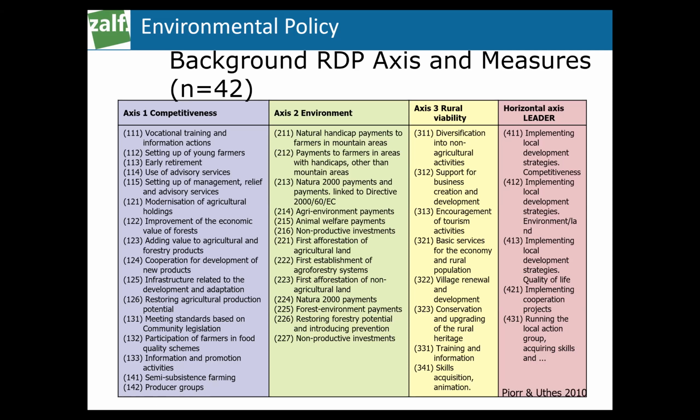Rural viability, diversification, issues on agriculture activities, then Axis 3, support for business creation and development, encouragement, all these village economic tailored concepts, village renewal and development issues, and so on. And the leader, this is what I explained at the very beginning, the leader programs are more in the implementation of local strategies, competitiveness, environment issues, but more the proposals you can hand in at a community level for certain initiatives.